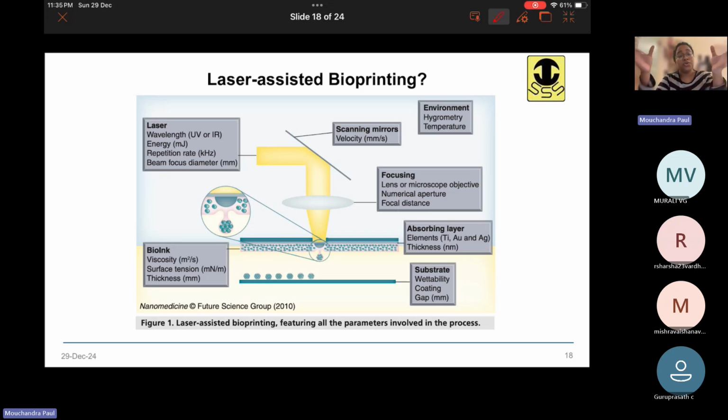It should not be too big either, so that the size of the vapor bubble exceeds the thickness of the bio ink. If that happens, then spraying can happen, but it should be in between. The size should be enough to overcome the surface tension of this layer of bio ink and then create droplets.